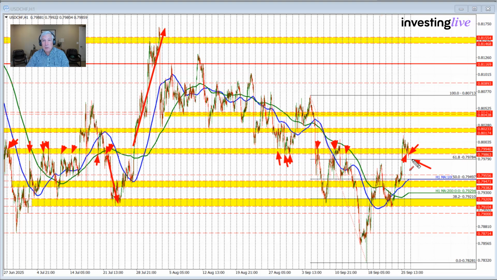The next support comes against a 61.8% retracement at 0.7978. If we get below that level, then we could see further progression to the downside, further probing to the downside after the sharp move to the upside.